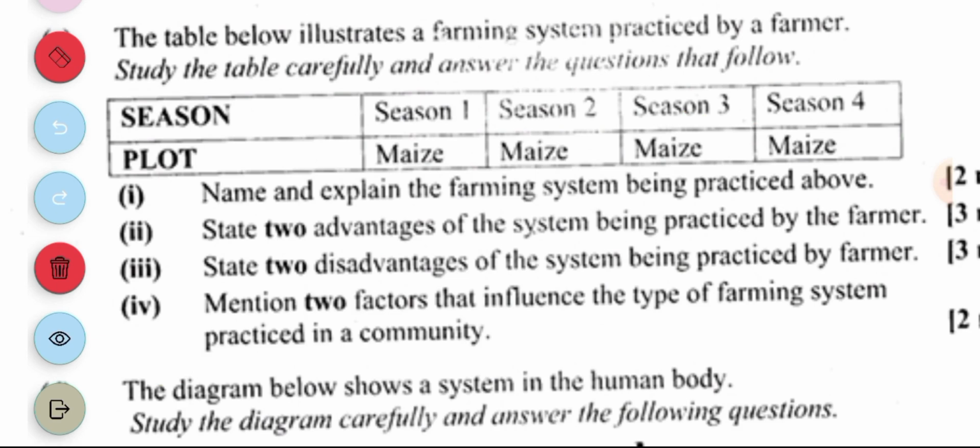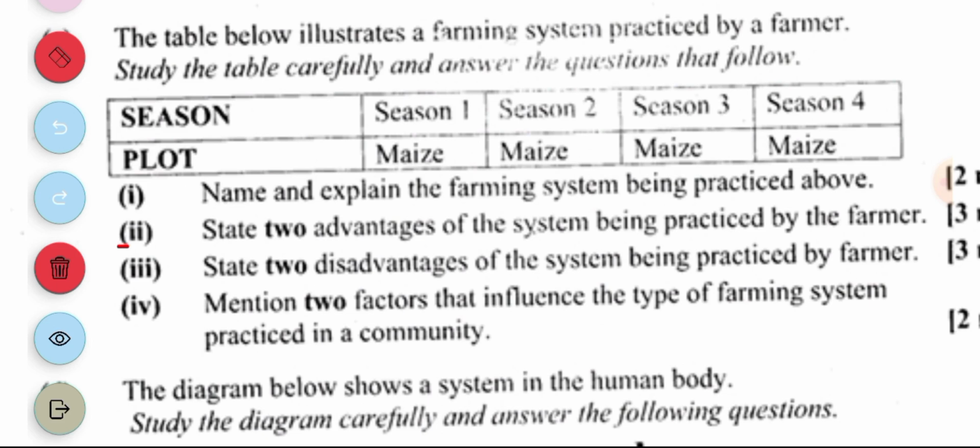So the first question says, name and explain the farming practice being practiced above. So we have season 1 maize, season 2 maize, season 3 maize, season 4 maize. And looking at the farming practices, this is monoculture. The next question says, state 2 advantages of the system being practiced by the farmer.